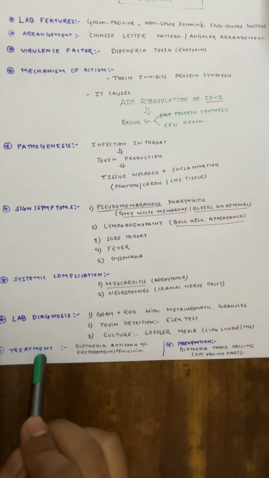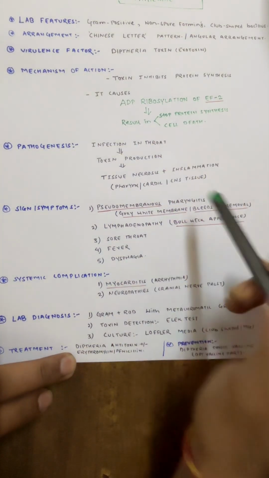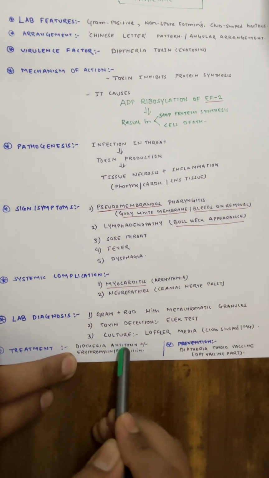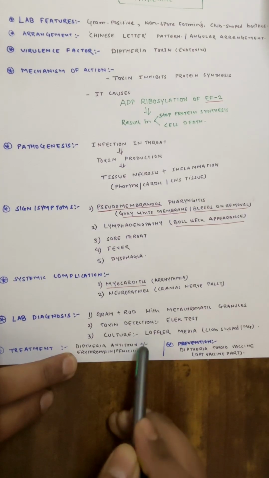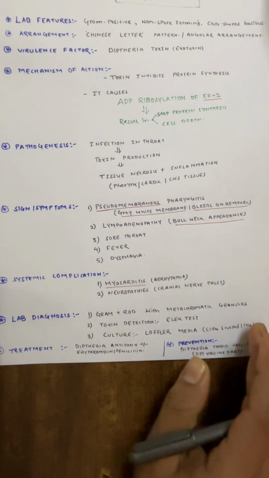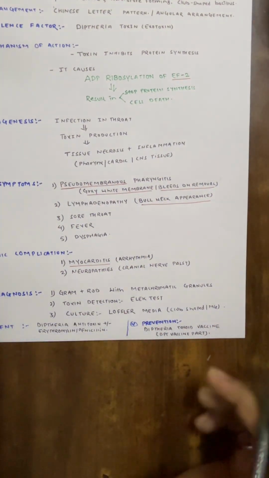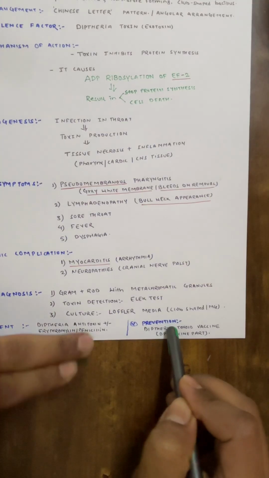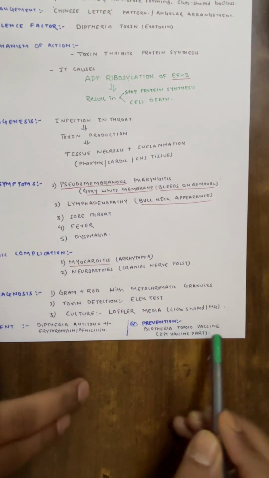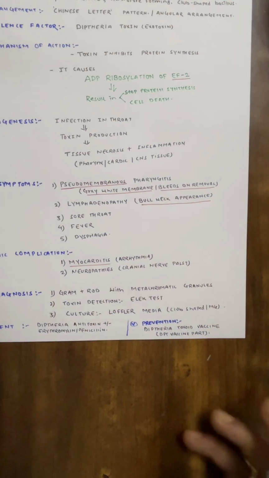Now, how to treat this? Suppose someone got an infection from Corynebacterium diphtheriae, how to treat? One is to neutralize the toxin: we can give diphtheria antitoxin. And with this we can give erythromycin or penicillin. Now, how can you prevent this infection? To prevent it, we can give a vaccine known as the diphtheria toxoid vaccine. We often give this vaccine as part of the DPT vaccine.